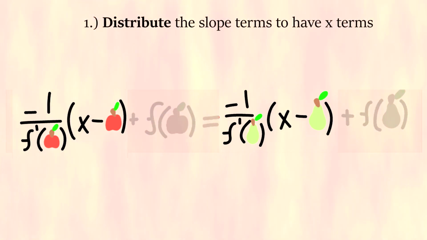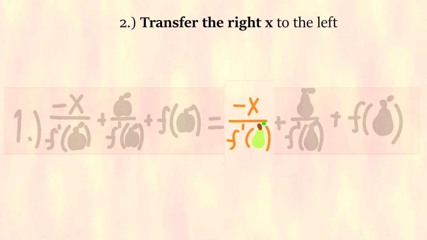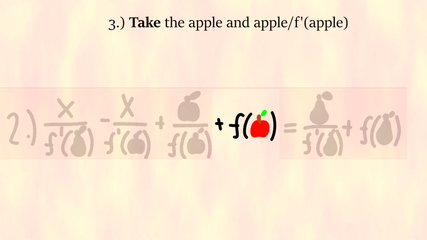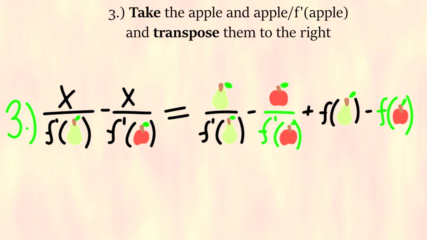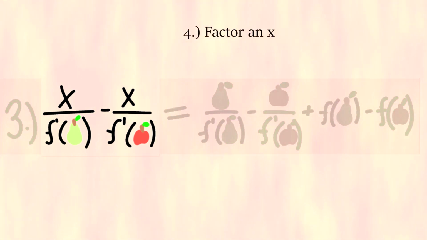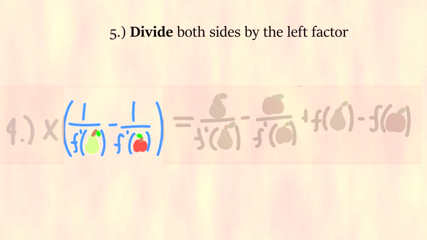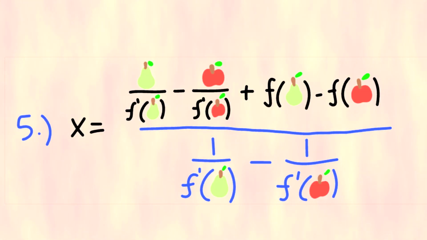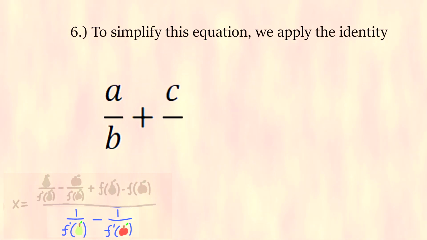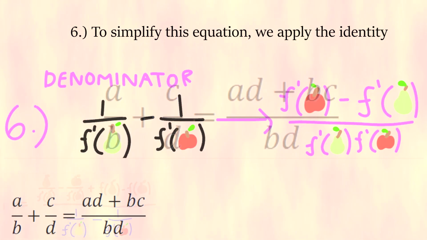Since the left y's are already done, let's equalize the two right-siders and perform the consecutive steps once more. Number 1, distribute the slopes to have x terms. Number 2, transfer the right x to the left for factoring. Number 3, take the f of apple and the apple over f prime apple and transpose them to the right to have only x terms on the left. Number 4, factor an x to have x only on the left, which makes number 5. Divide both sides by the left factor. Now, to simplify this equation, we apply the identity a over b plus c over d equals (ad plus bc) all over bd, and apply that to the denominator.